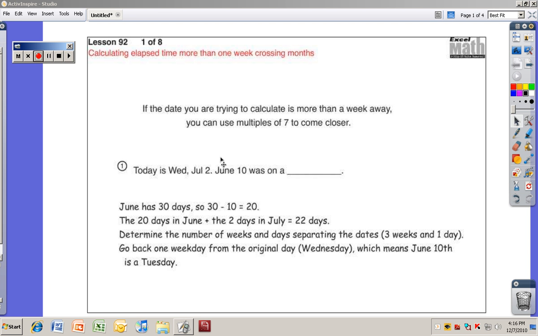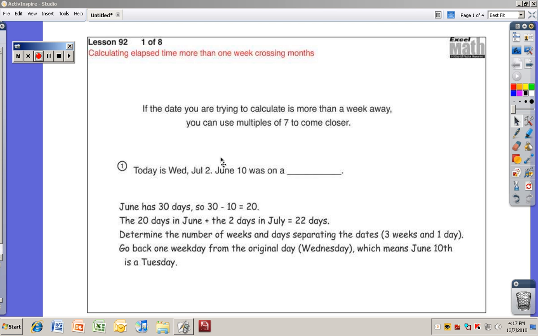Today is Wednesday, July 2nd. June 10th was on a... okay. Well, the way that they show you how to do it I find is a little bit more confusing than the way I'd like to show it to you. So let's do this problem kind of together here.